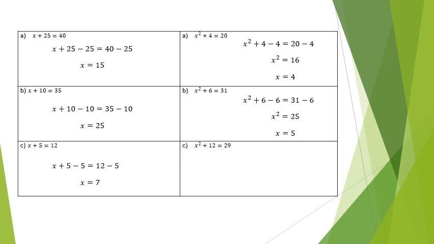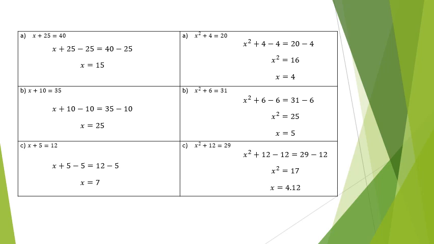And finally, C, we have x squared plus 12 equals 29. So we're going to get the x squared by itself by turning that 12 into a 0. So we have x squared plus 12 minus 12, which would be 0, equals 29 minus 12, or x squared equals 17. Then we eliminate the square by taking the square root, and we get that x equals 4.12.